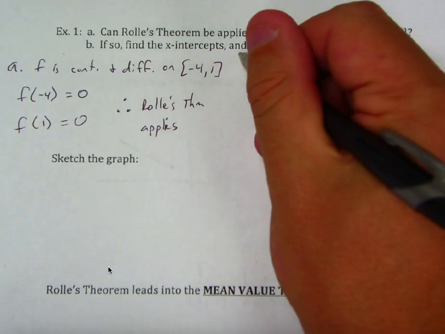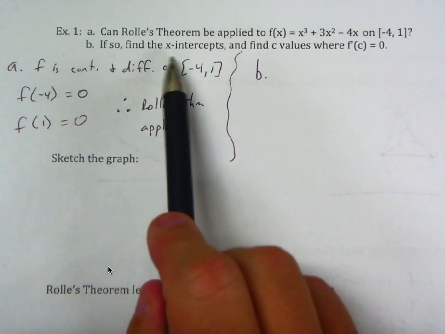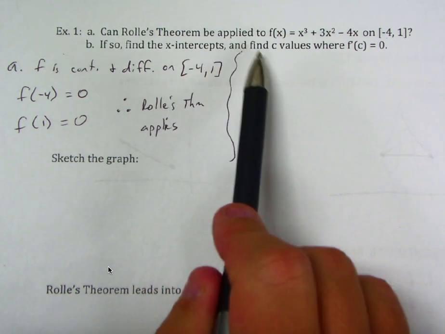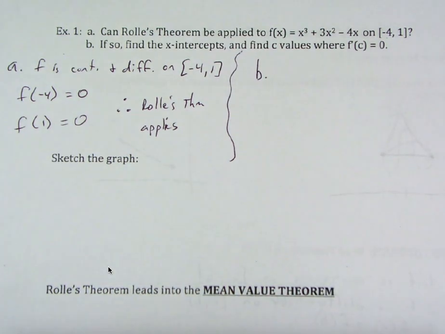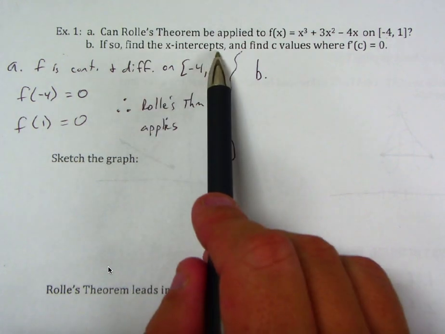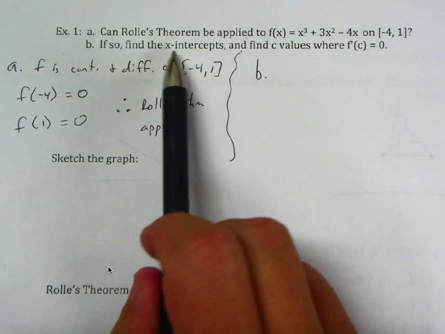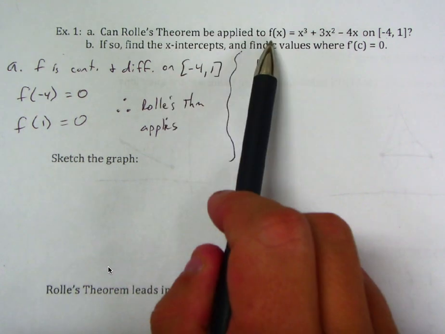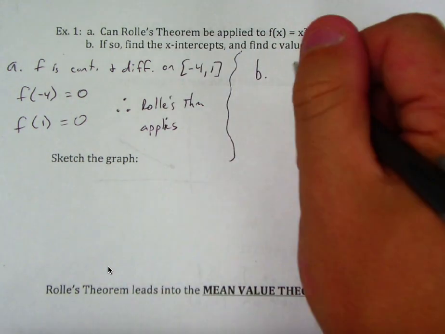Part B says, if so, find the x-intercepts and find c values where f prime of c equals 0. It's kind of, part B alone is two separate questions. Let's first find the x-intercepts. And let's go back to your knowledge of intercepts. Anytime you want to find intercepts, plug 0 in for the opposite letter. So if you're looking for x-intercepts of a function, plug 0 in for y, or for f of x in this case.